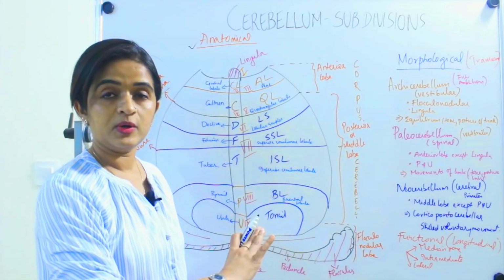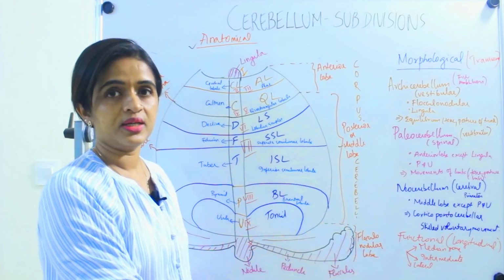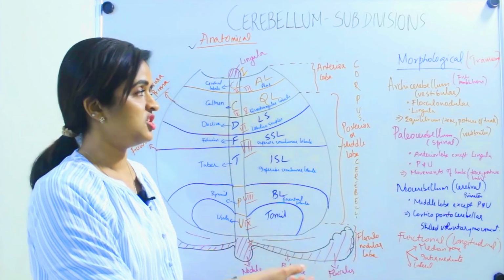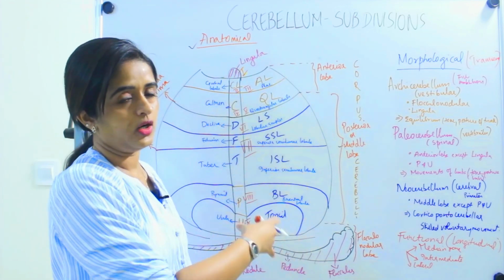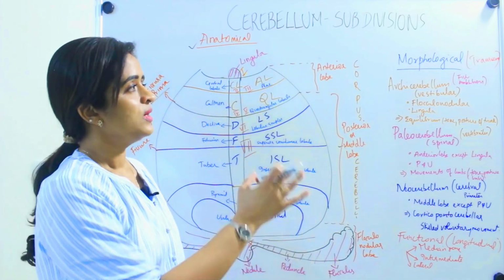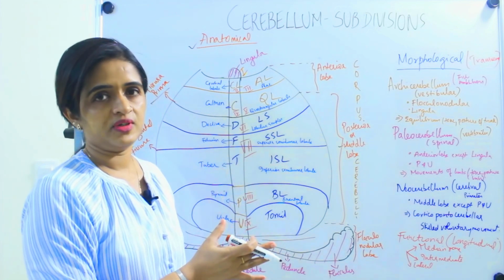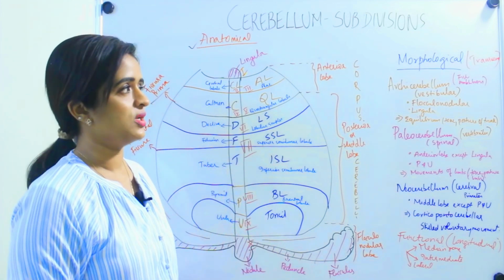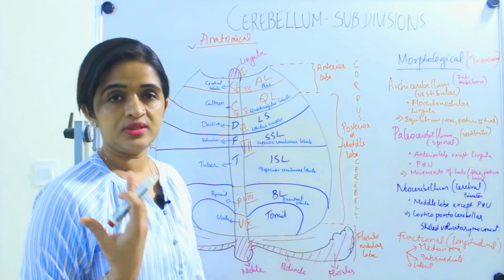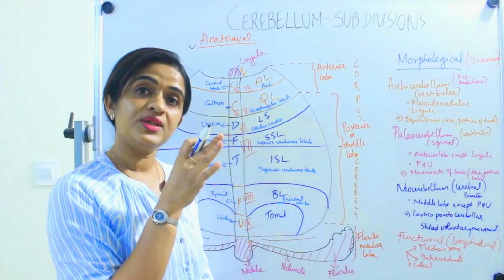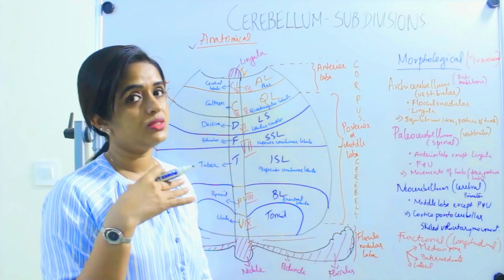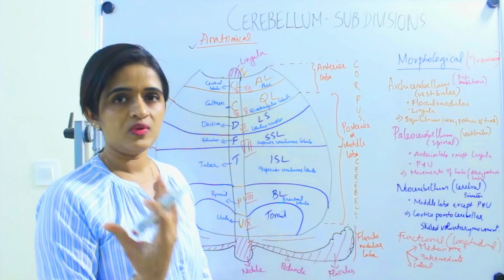Why I am stressing this is, you have yet another classification known as the functional classification, where the cerebellum is divided longitudinally according to its function. We will come to it. So this is the morphological classification based on evolution. The archicerebellum is seen in fish and amphibians, and it is otherwise known as the vestibular cerebellum. Why? Because it has connections to the vestibular nuclei.